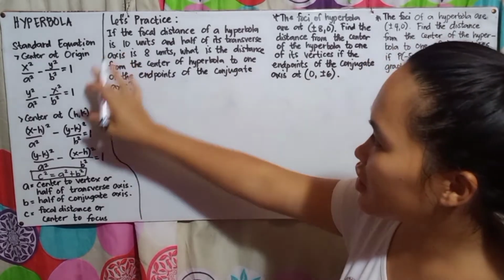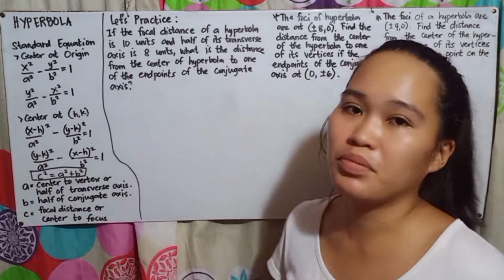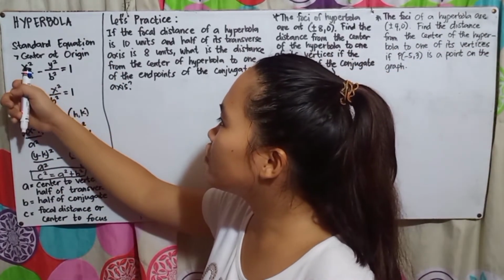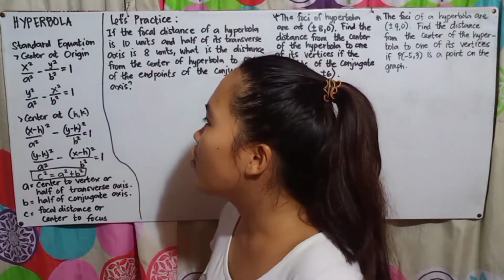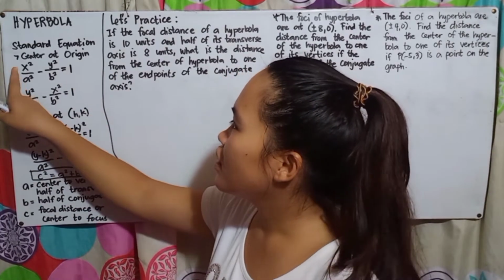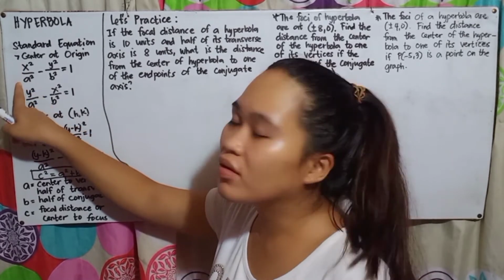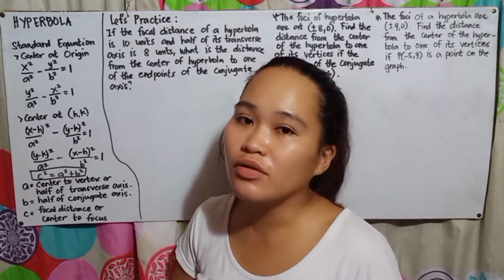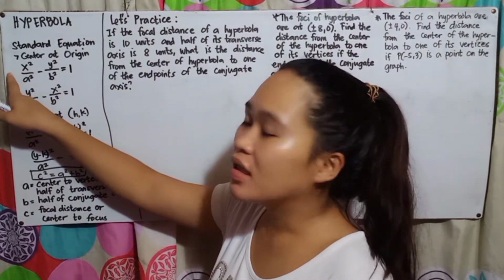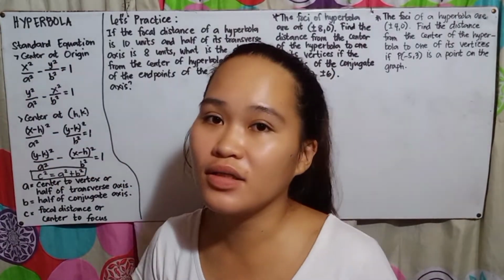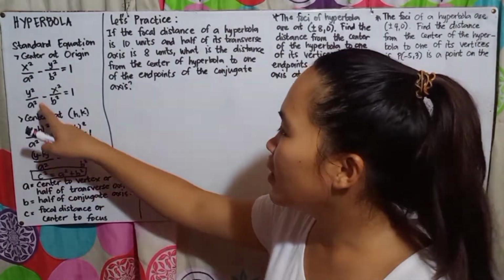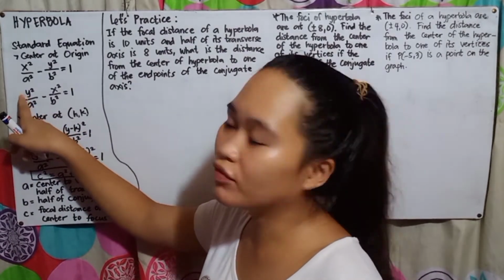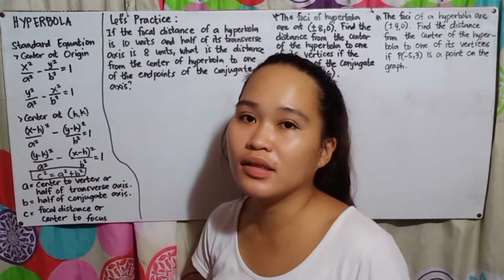So, this is the standard equation of our hyperbola at the center at origin. First is x squared over a squared minus y squared over b squared equals 1. Since x squared is anchored by the a squared, therefore the orientation of our graph is in the x-axis or pa-horizontal. Next is y squared over a squared. Since a is anchored to y, therefore our hyperbola is naka-vertical.